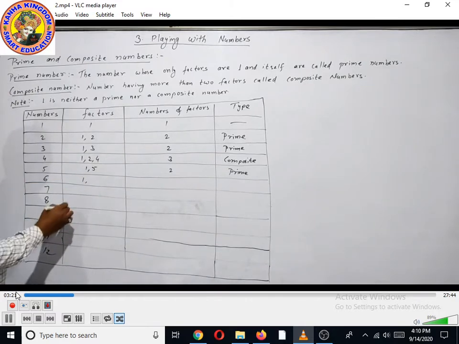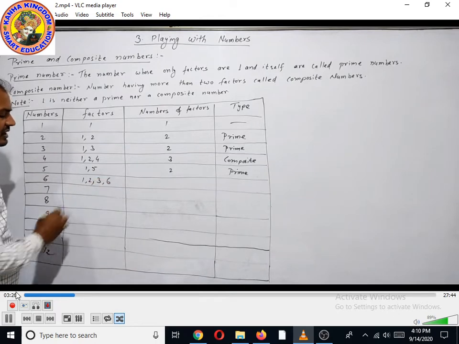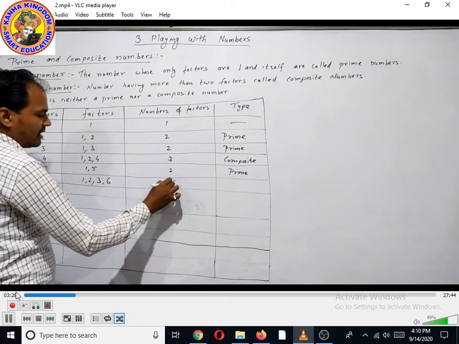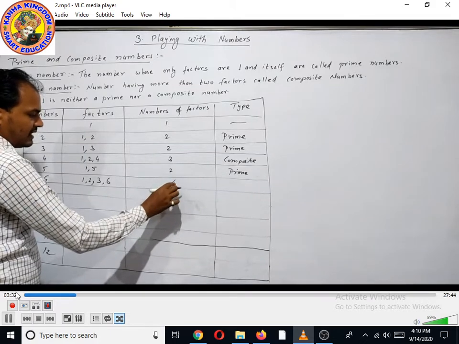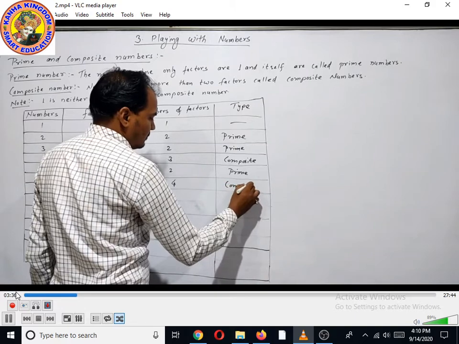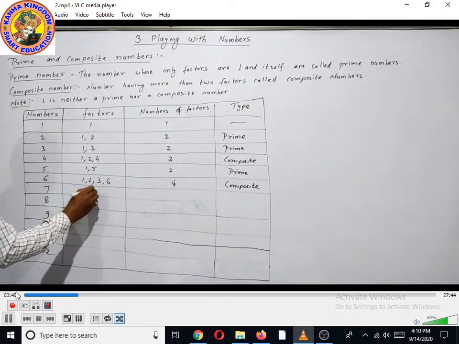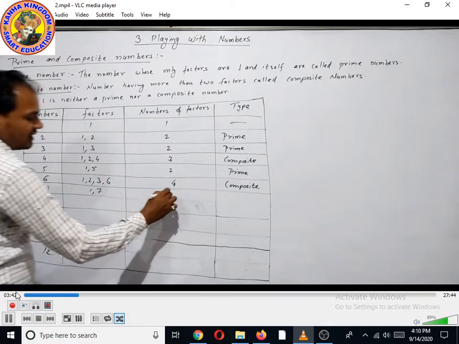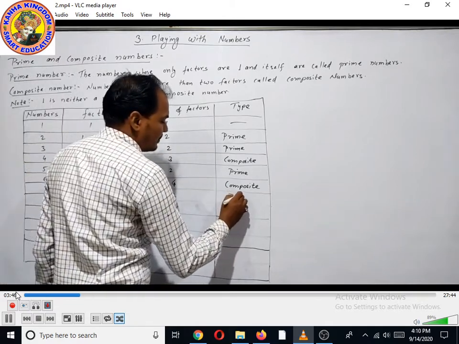6: 1 can divide, 2 can divide, 3 can divide and 6 can divide. There are four factors, so this is our composite number. 7: 1 can divide 7, 7 can divide 7. Only two factors. If only two factors, then it is called a prime number.